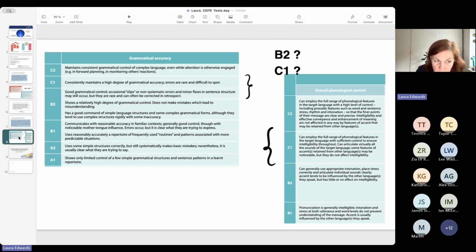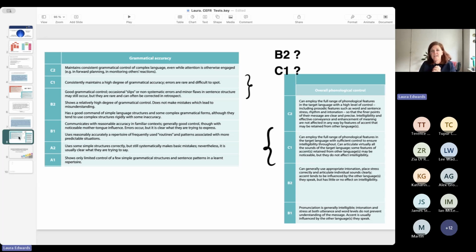Okay, so maybe she's kind of there. C1 consistently maintains a high degree of grammatical accuracy. Errors are rare. So it could be maybe the good B2, perhaps a low C1 there in grammatical accuracy. And overall phonological control, we would say, can employ, look at C1 there, employ the full range of phonological features in the target language without sufficient control to ensure intelligibility throughout. So we could hear her accent, but it's very easy to understand.